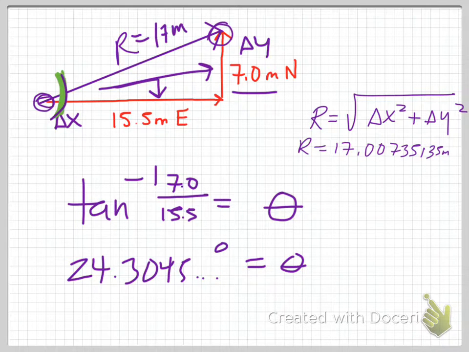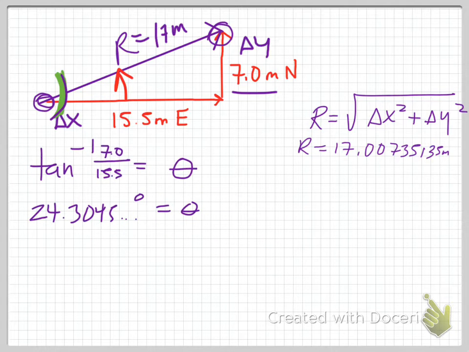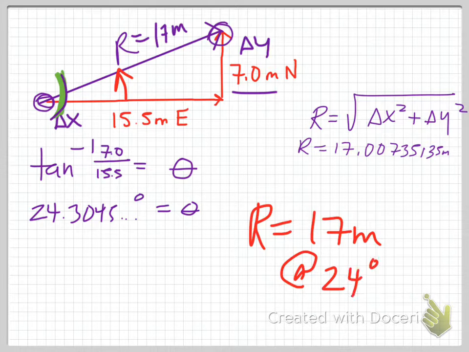What's my heading? So the heading is north of east because you are coming from the east and heading towards the north. It is 24, etc. degrees north of east. When you write a final answer for a problem like this, for your resultant, what you will write is that the resultant is 17 meters at 24 degrees north of east. Okay? Without a heading, it's half off automatically. You always have to show a heading for these.